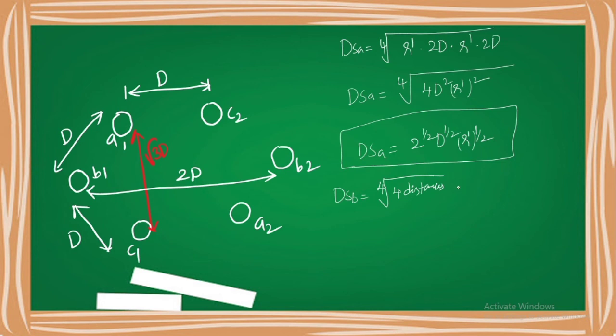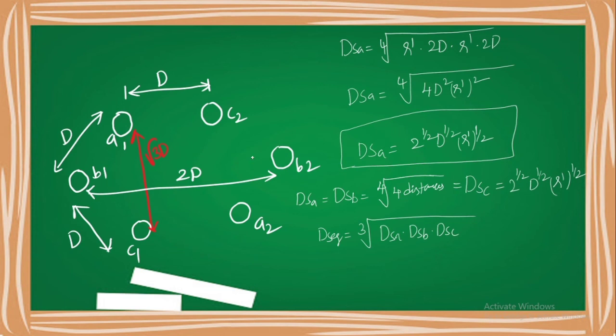So if you evaluate this, you will get DSB same as DSC, same as 2 power 1 by 2, D power 1 by 2, R dash power 1 by 2, right? Now what is DS equivalent? DS equivalent is nothing but cubed root of DSA into DSB into DSC. It is also equal to DSA, as all are equal. DSA is equal to DSB is equal to DSC for this particular configuration. Okay, please don't generalize everything.